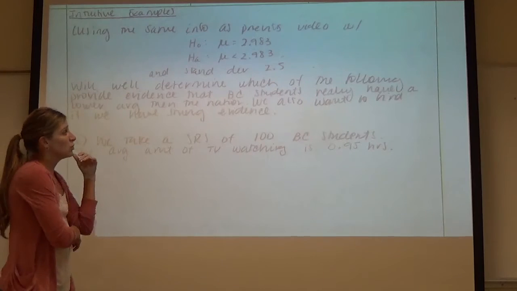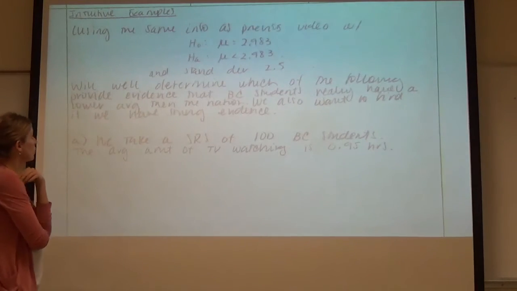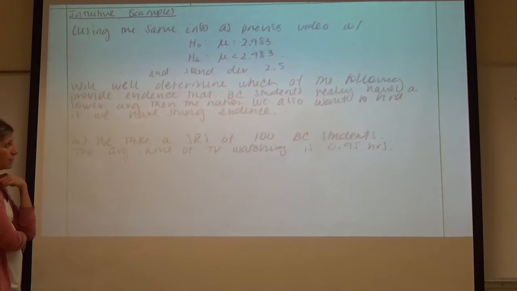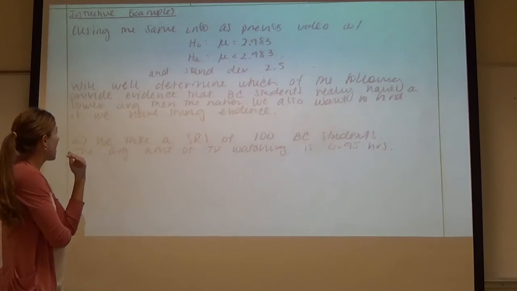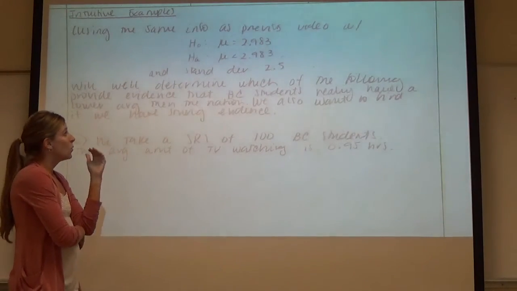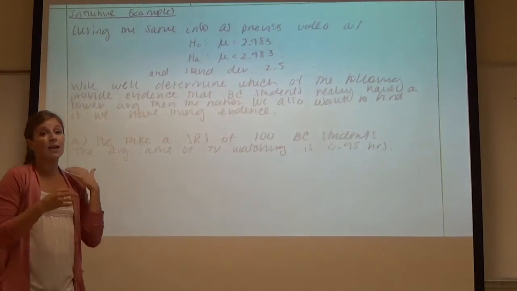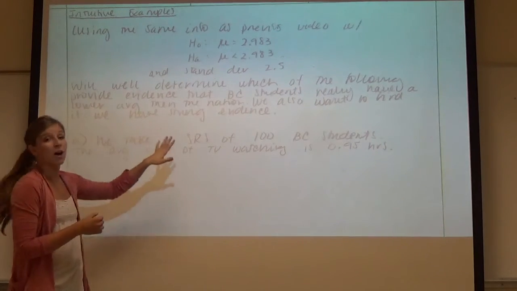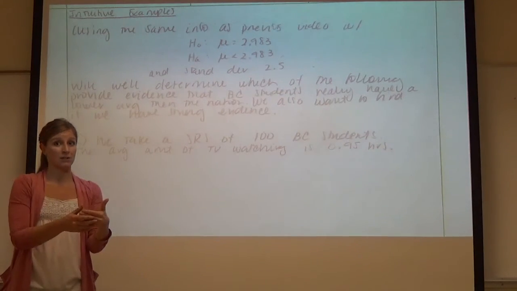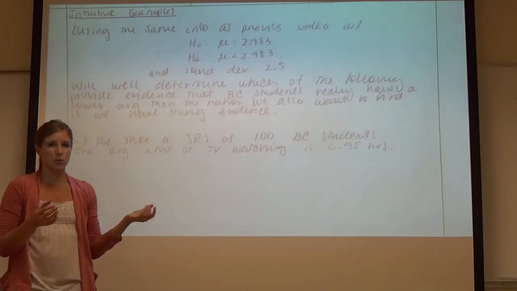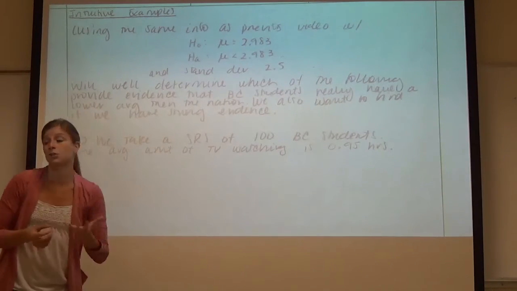Okay, so we have a few statements, and we'll determine which of the following statements provide evidence that BC students really have a lower average than the nation. We also want to figure out if we have strong evidence for that, or if it's maybe weak. So we're going to look at many different scenarios with this.